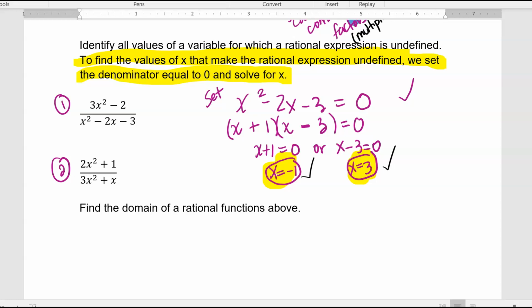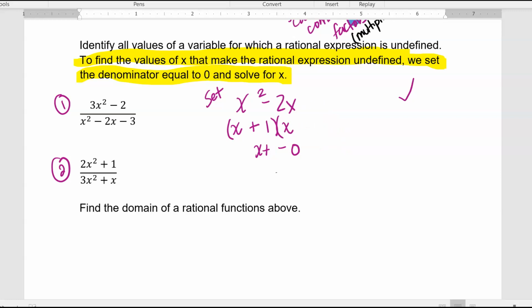What values will make this rational expression undefined? So I'm going to erase this and we're going to do what again to figure that out. So look at the highlighted instructions. We're going to set the denominator equal to 0. So 3x squared this time plus x equals 0.